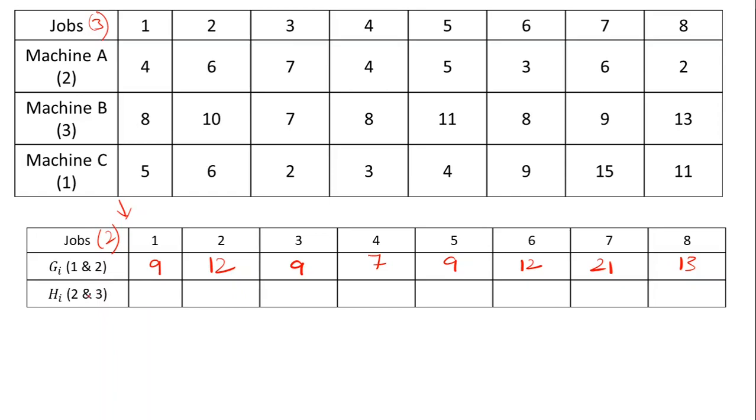Similar to that, get into HI, which is mission number 2 plus mission number 3. So A and B. So 4 plus 8 is 12. 6 and 10 will give us 16. 7 and 7 is 14. 4 and 8 is 12. 5 and 11 is 16. 8 and 3, or 3 plus 8, whatever it is, 11. 6 plus 9, which is 15, and at last 2 plus 13, which is also 15.